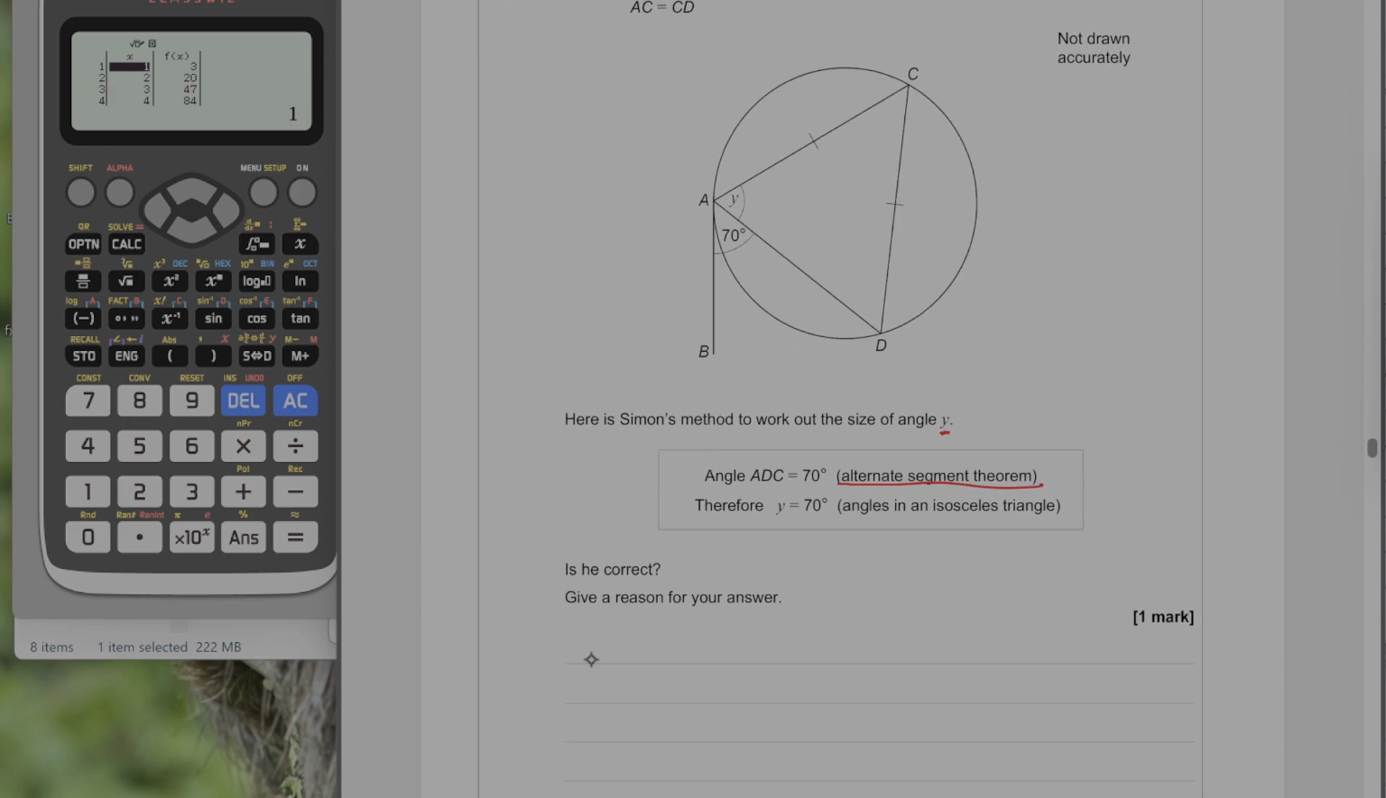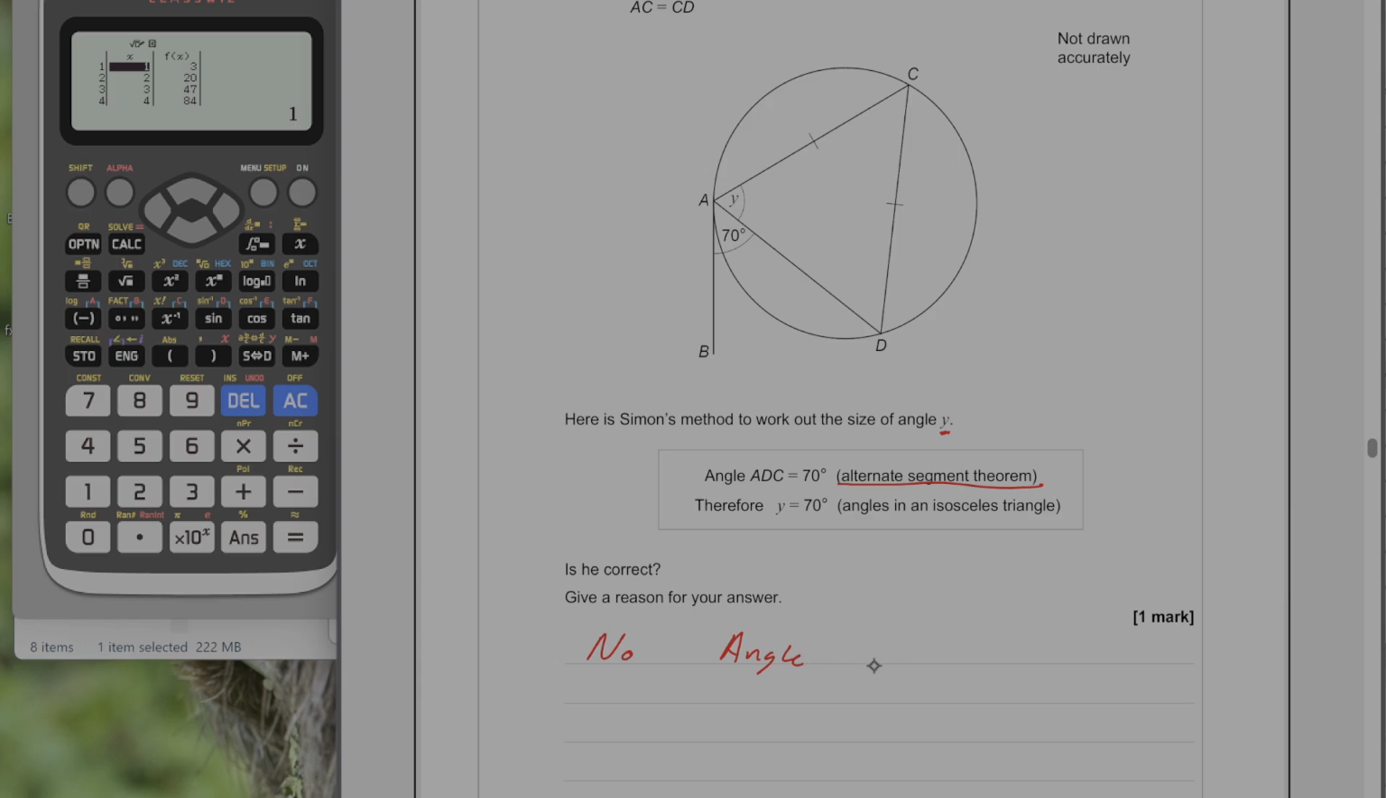No, he's not correct. Angle ACD would be equal to 70, not angle ADC.